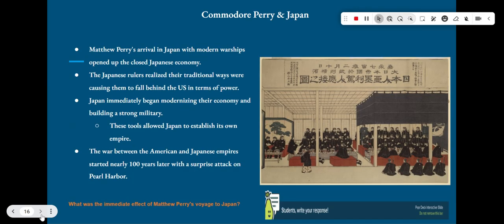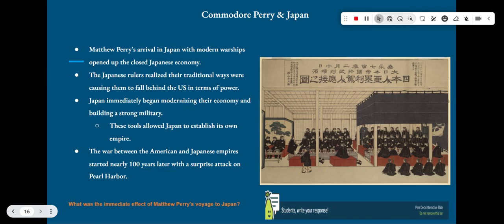until Matthew Perry. When Commodore Perry arrived in Japan, he came with modern warships and opened up the closed Japanese economy. Essentially, what he did was he parked all of these warships in the harbors of Tokyo and pointed all of the cannons at the city and said, hey, you're going to open the ports to us and trade with us, or we're going to decimate the city with these guns.